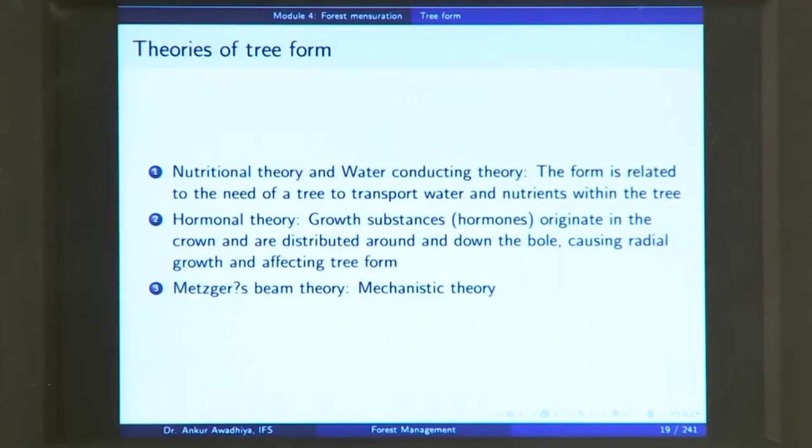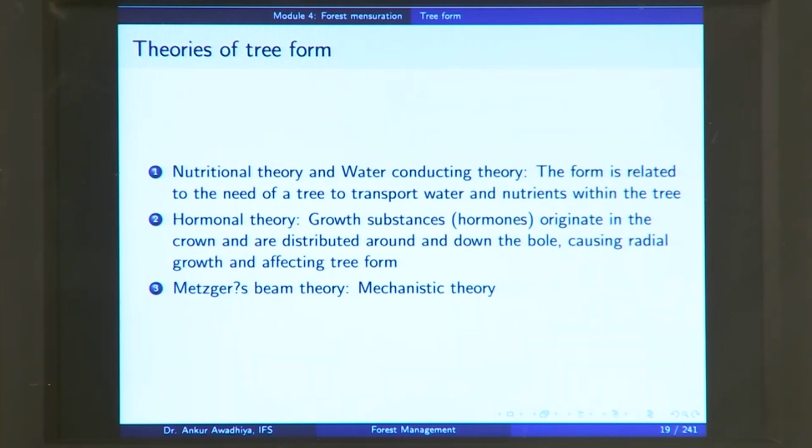So, the question is, why does a tree have a taper? Why does a tree have this particular form in which the bottom portion is the frustum of a neiloid, the central portion is the frustum of a paraboloid, and the topmost portion is a cone? Why do we have this particular shape of a tree? So, there are three different theories of tree form that have been devised to explain these shapes.